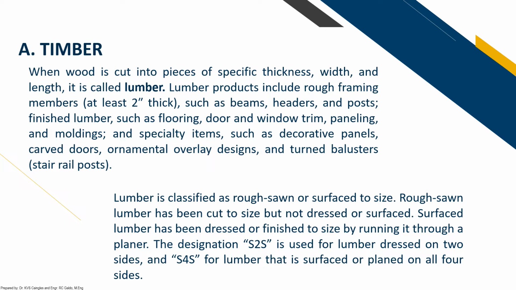Now, lumber is classified as rough sawn or surfaced to size. So, rough sawn lumber has been cut to size but not dressed or surfaced. Surfaced lumber has been dressed or finished to size by running it through a planer. So, the designation S2S is used for lumber dressed on two sides and S4S for lumber that is surfaced or planed on all four sides.